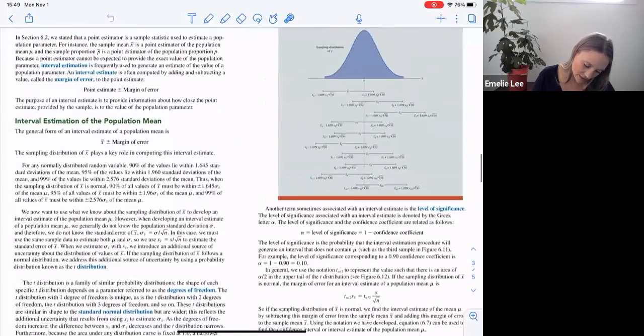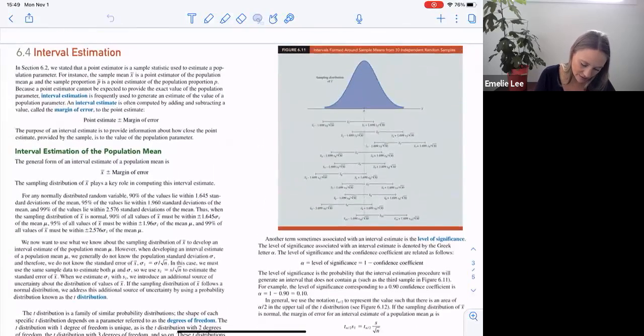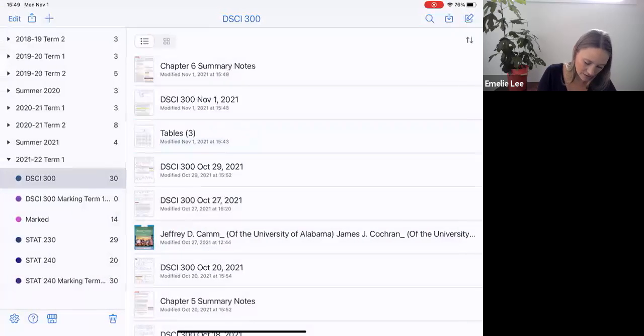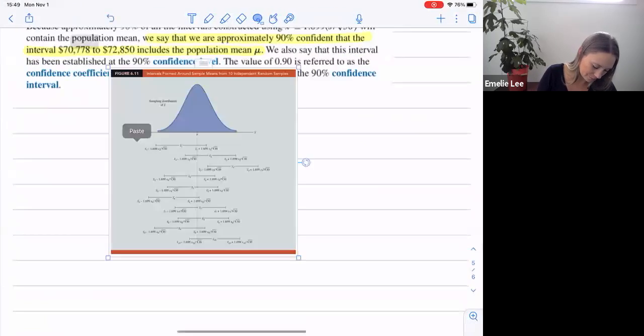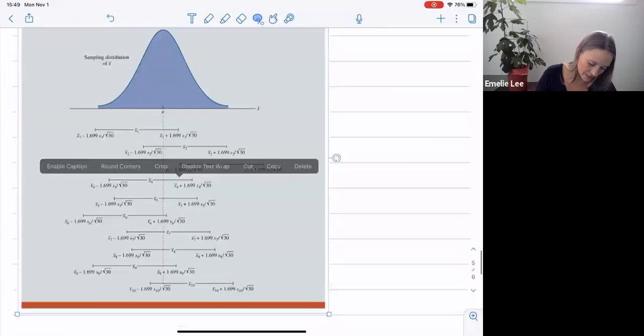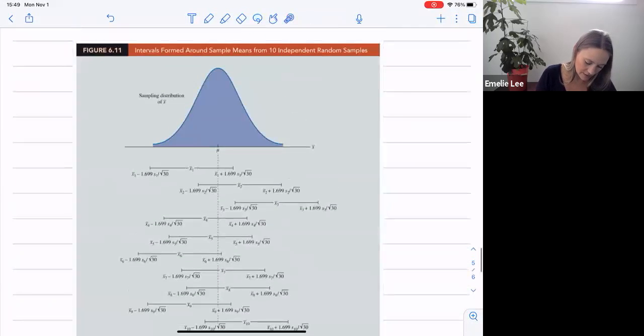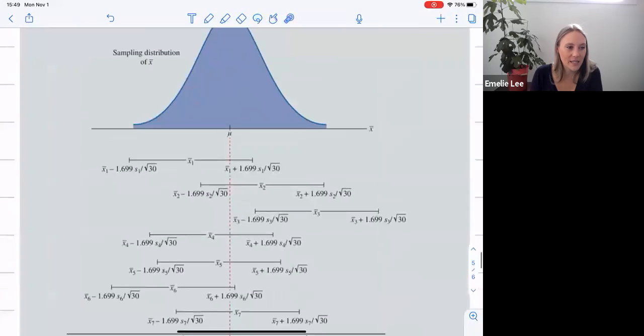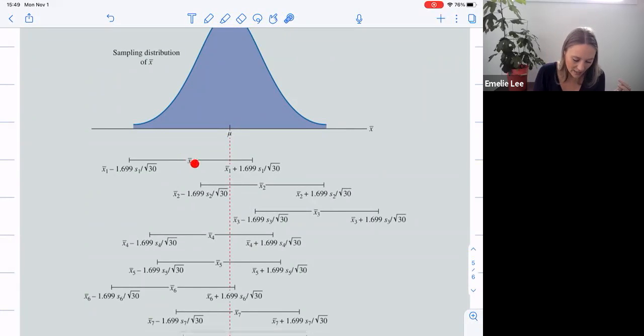So what we could do is pull a different sample than the one that we had. Okay, so if we found that x bar, the first sample mean, was here, and we happen to know what the population mean is, right? And then we build our interval around here, and then we captured the population mean. We didn't know what it was, but it's in this interval.